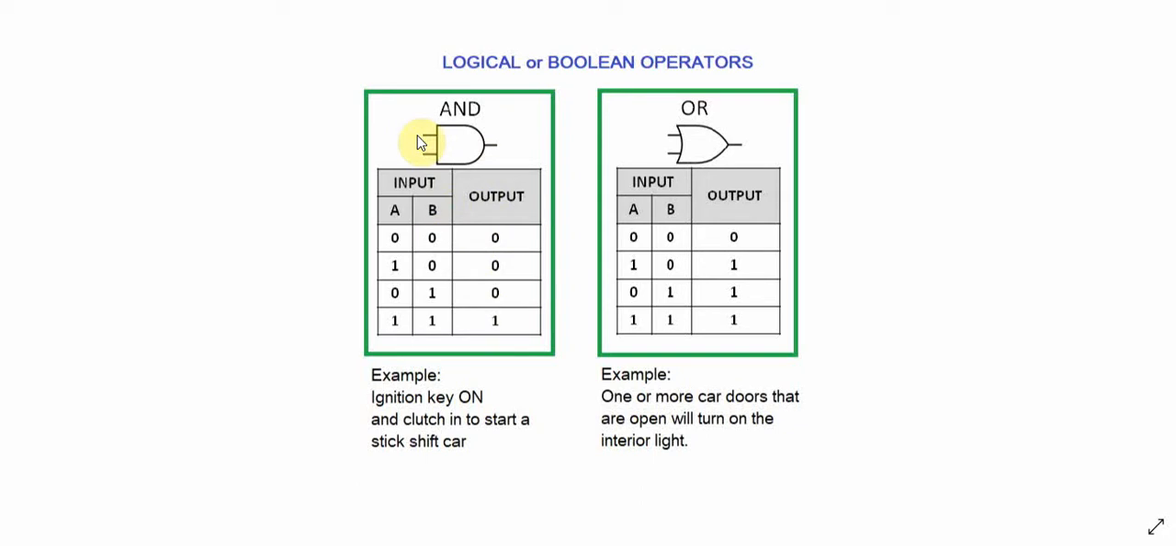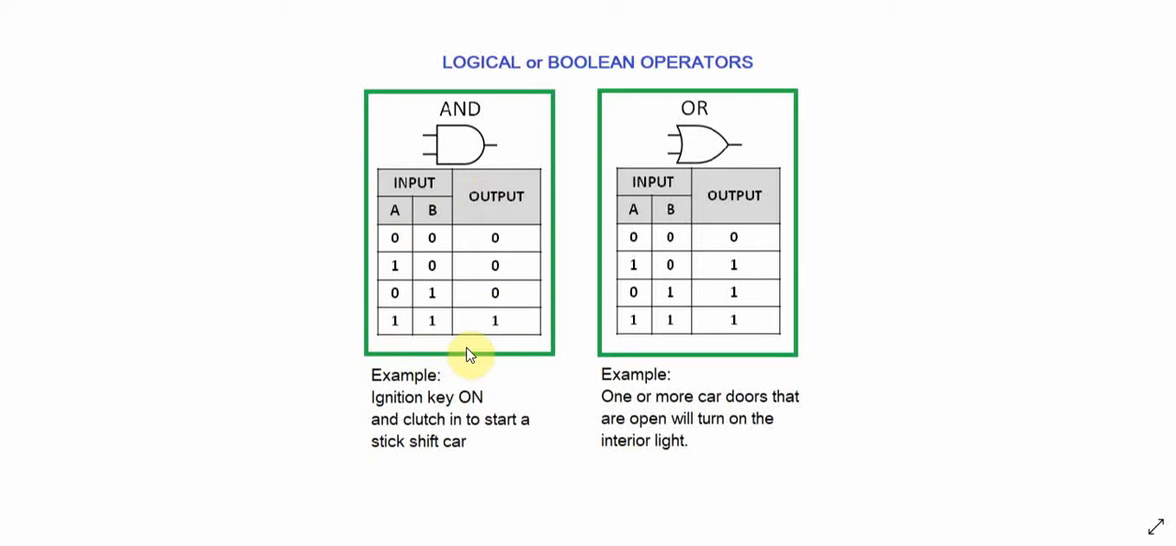Here is input A, here is input B, and here is the output for this. And as you can see in the truth table, the only way that you get an output that is high or true is if both inputs are a 1 or they're true. What's an example of this?